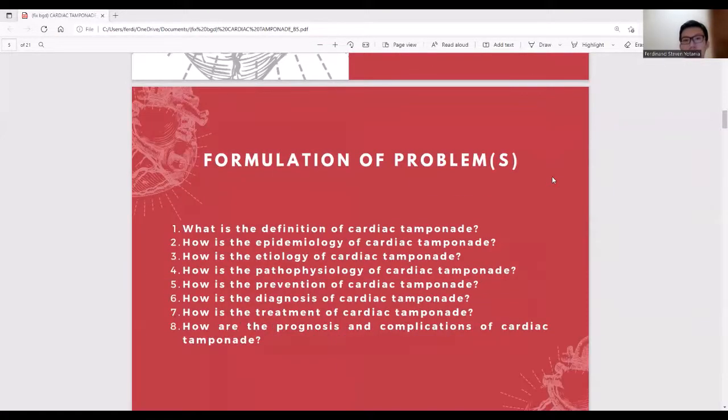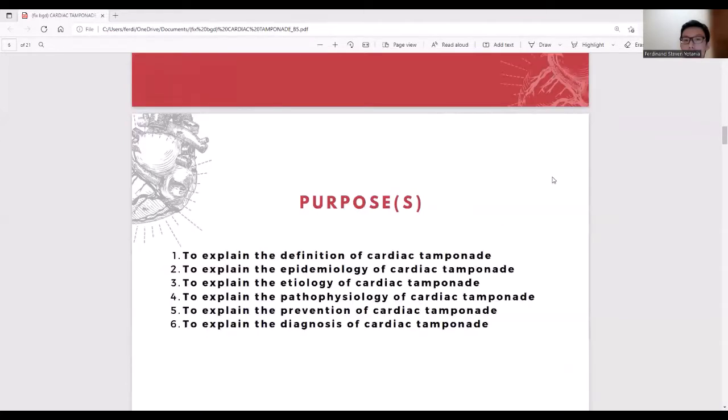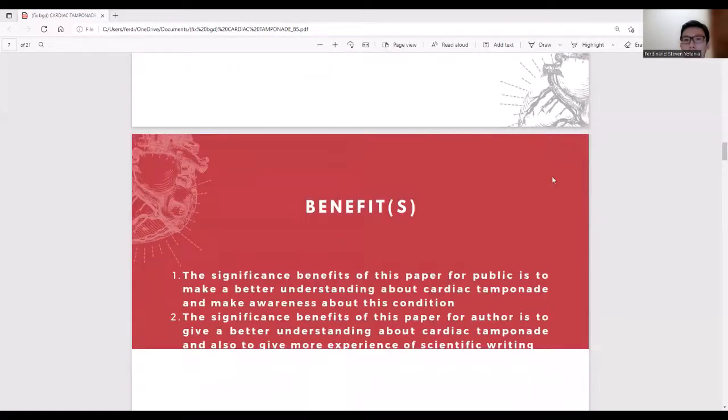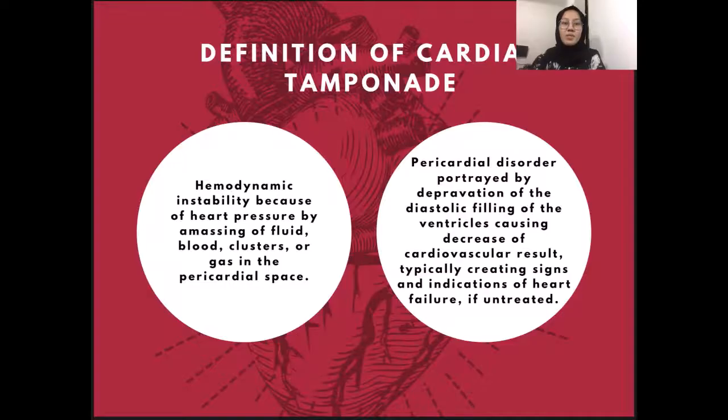This is the formulation of the problem, purposes, and the benefits. My name is Aini Putri Adinik, student number 141. Cardiac tamponade is portrayed by hemodynamic instability because of heart pressure by amassing of fluid, blood, clot, or gas in the pericardial space. CT is a pericardial disorder portrayed by deprivation of the diastolic filling of the ventricles, causing decrease of cardiac output, typically creating signs and indications of heart failure if untreated.